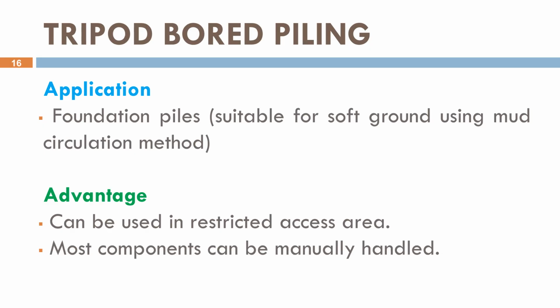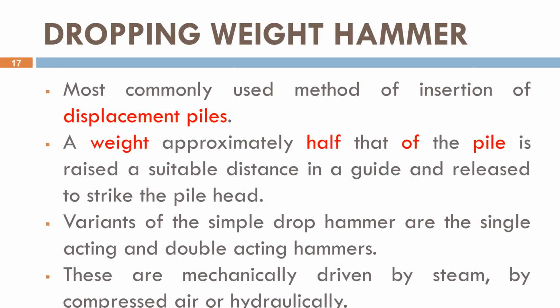An important advantage is that it can be used in restricted access areas, where large piling machines cannot enter. Most components of the tripod rig can be assembled and handled manually, making the equipment economical for smaller projects. Although the construction speed is comparatively lower, this method continues to be widely adopted in India because of its simplicity and low initial investment. Now let us discuss the dropping weight hammer method.